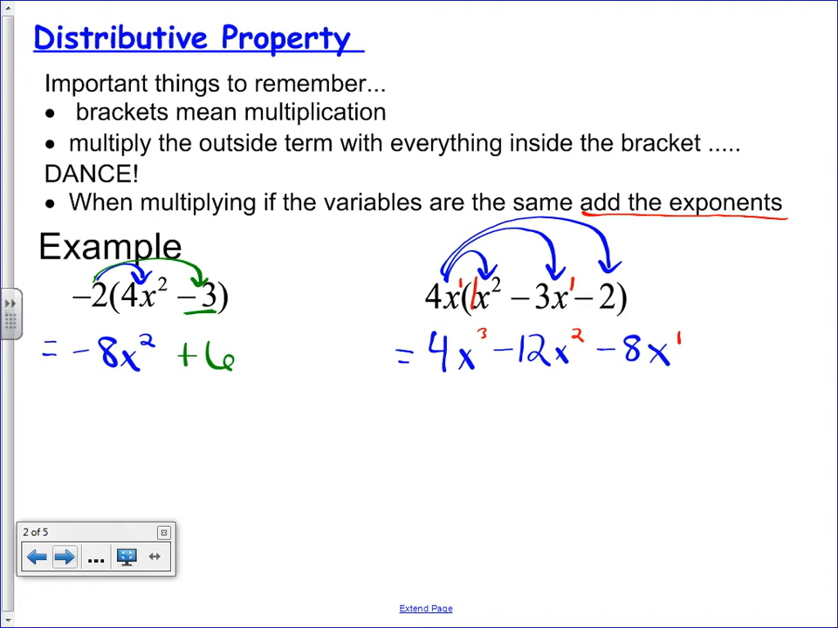Anyone have any questions about this? So the big part here, which maybe it would be a good idea to highlight: when multiplying, if the variables are the same, add the exponents. That's one that students will sometimes forget. So you don't want to forget that one. So that was the distributive property.